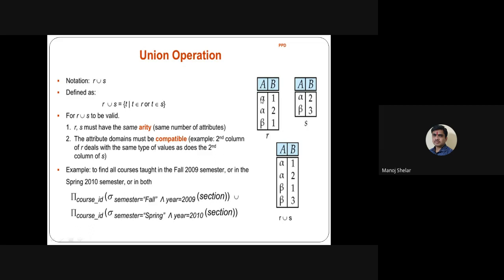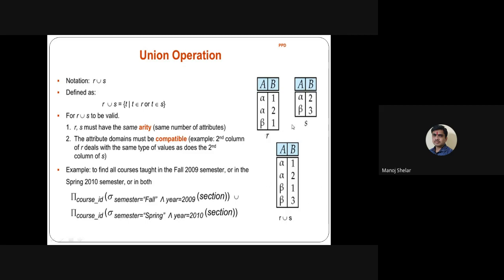Is alpha 1 available here? No. So it is a single value, so take it here. Alpha 2 is available here, yes. So in both relations alpha 2 is available, so the union of both is alpha 2, a single time. Then is beta 1 available here? No. So take beta 1 here. Alpha 2 is already covered. Beta 3 is not available in this relation, so beta 3. This is the result of the union.